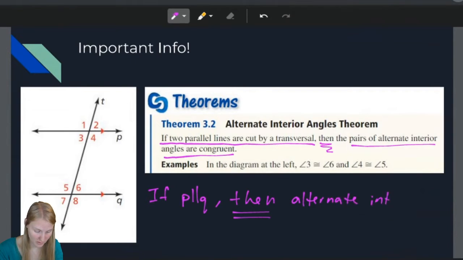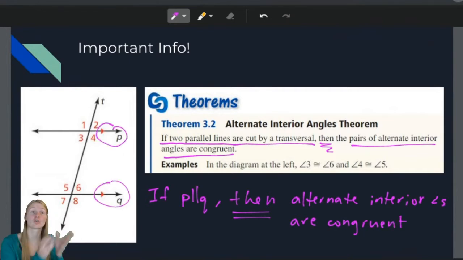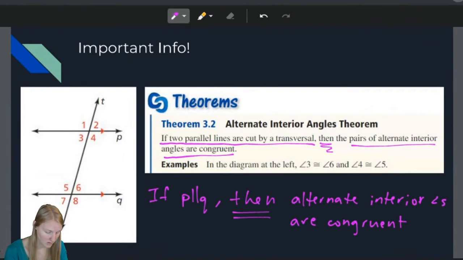alternate interior angles are congruent. So if these lines are parallel, which they are, I can see that they are because of the red arrows. If P and Q are parallel, then alternate interior angles are congruent. So angle 3 and angle 6 are congruent.